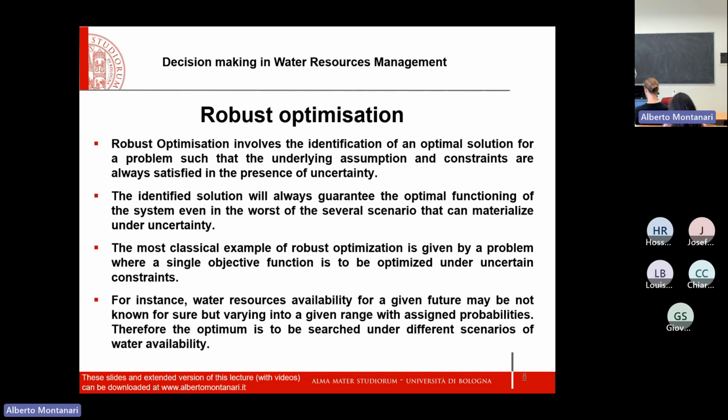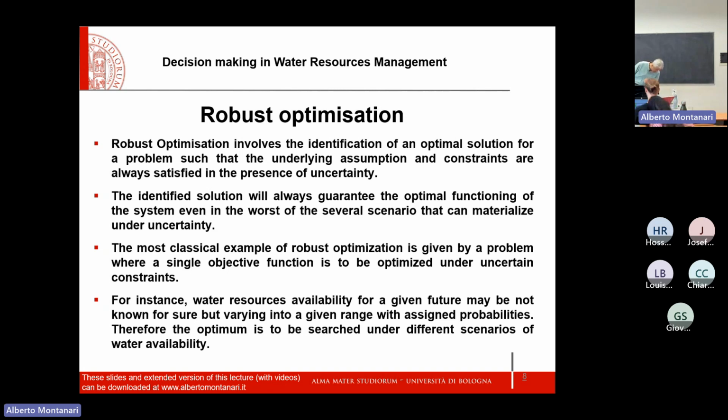First of all, a possible solution may be robust decision or robust optimization, which means that you identify an optimal solution for a problem, whatever it is, such that the underlying assumptions and constraints are always satisfied in the presence of uncertainty. What does it mean? It means that I may be uncertain about the future climate, okay? The solution that I find is robust, it works under any future climate. There is a minimum performance that is anyway achieved. This means robust, okay? So the constraint, the assumption, and the solution works. It's always satisfied in the presence of uncertainty.